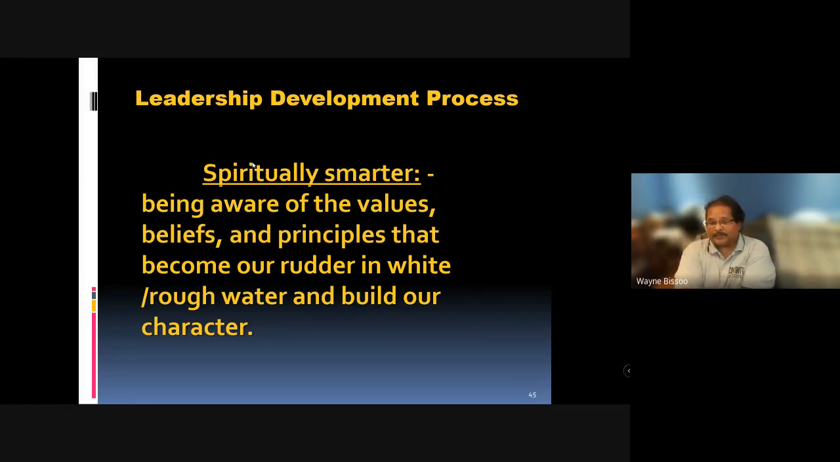So spiritually smarter is being aware of what your baseline principles and beliefs are, because when push comes to shove, those are going to be the principles that guide your behavior. And if your principles are flawed, then your behavior is going to become flawed. And as leaders, that's something that you have to correct if you think you have challenges there, or if you've fallen short. Because nobody's going to be perfect, but we need to be aware that this aspect exists.